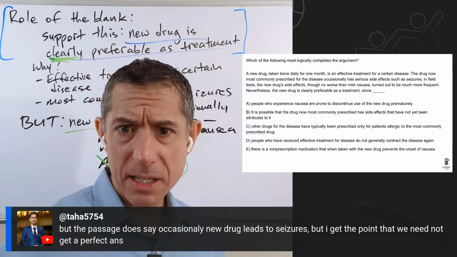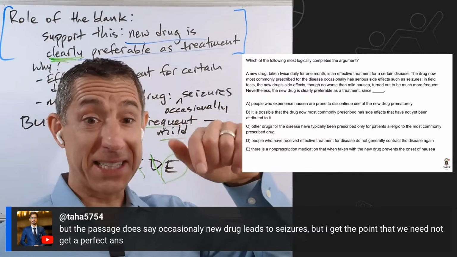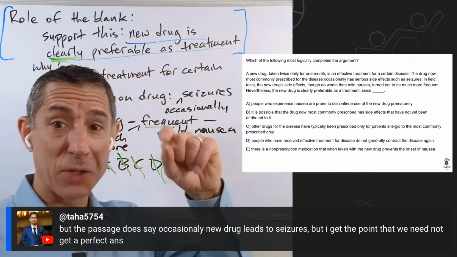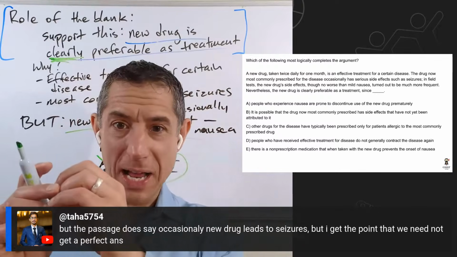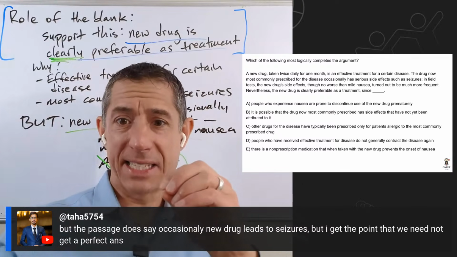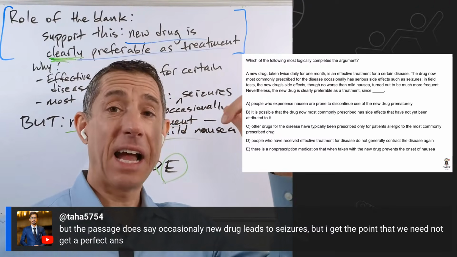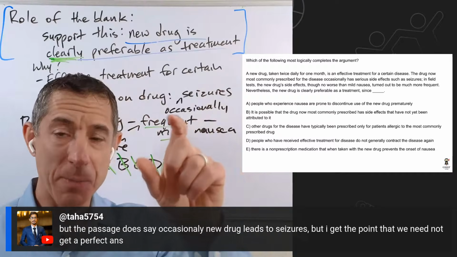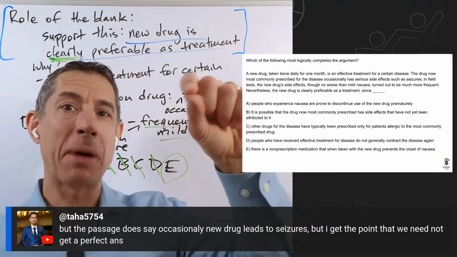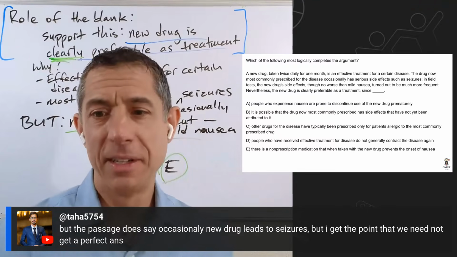And careful here. No, it's the old drug that leads to seizures. Old drug leads to seizures. So if you look at that second sentence, the drug now most commonly prescribed for the disease has serious side effects such as seizures. The new drug has side effects that are no worse than mild nausea. So slippery language there, but it's saying the old drug, occasional seizures, new drug, frequent nausea, but mild.